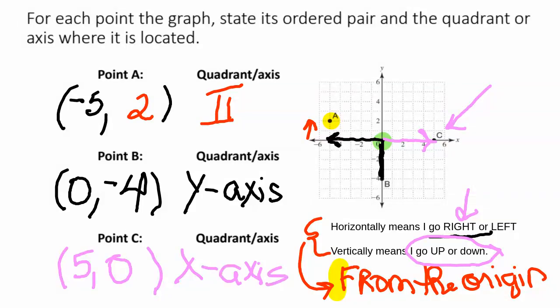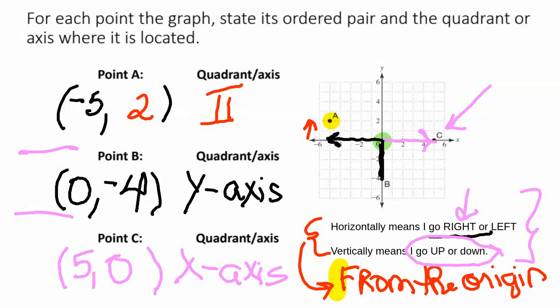is my point. Now, B and C are done for you in this video because people do have trouble finding what those locations are. But the key is right here. From the green center or the origin, am I going right or left? And I do right or left first. In the case of B, I'm not going anywhere. I'm staying right at the origin. But then I go down. When I go to C, I go right first. But then I don't go up or down.